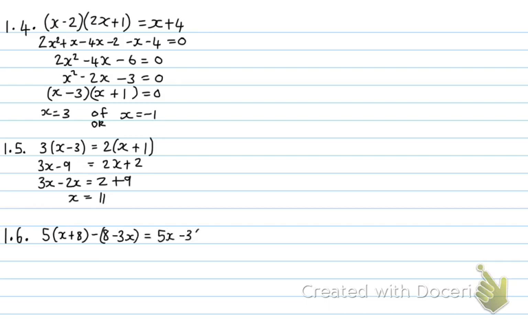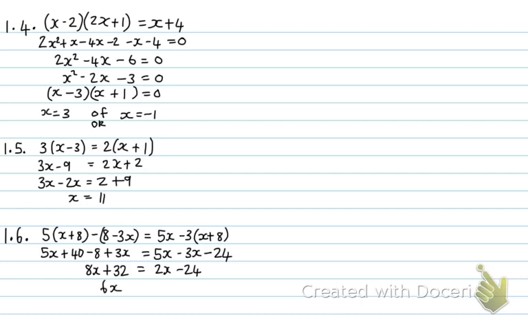Number 1.6 is 5 and in brackets x plus 8 minus in brackets 8 minus 3x is equal to 5 minus 3 times in brackets x plus 8. Okay, first I multiply everything in and I get 5x plus 40 minus 8 plus 3x is equal to 5x minus 3x minus 24. So then I simplify a little bit. I get 8x plus 32 is equal to 2x minus 24. Now I take all the x's to the one side and I get 6x and all the numbers to the other side, negative 56. So x is negative 56 divided by 6, and if I simplify that, I get negative 28 over 3.